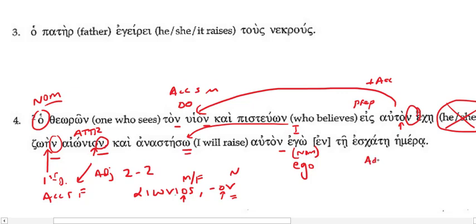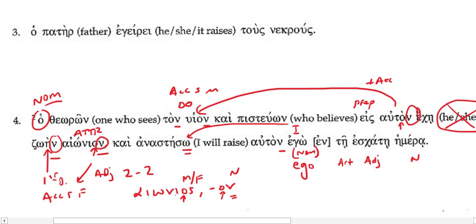Eschate is the adjective. Is hemera an adjective? It's a noun. And te is an article. Okay? So does the adjective have a noun that it agrees with in case, gender, and number? Yes.